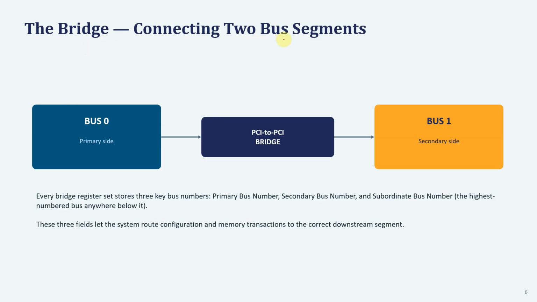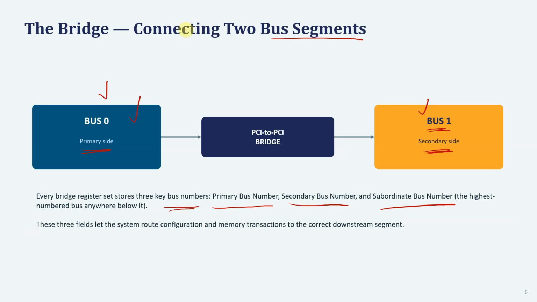So yes, this is what I was talking about. A bridge is going to connect two bus segments. This PCI to PCI bridge is connecting bus zero, which is my primary side, and bus one, which is the secondary side. In the diagram also we have seen this. Every bridge register set stores three key bus numbers. One is the primary bus number, another is the secondary bus number, and the subordinate bus number, which is the highest numbered bus anywhere below it.